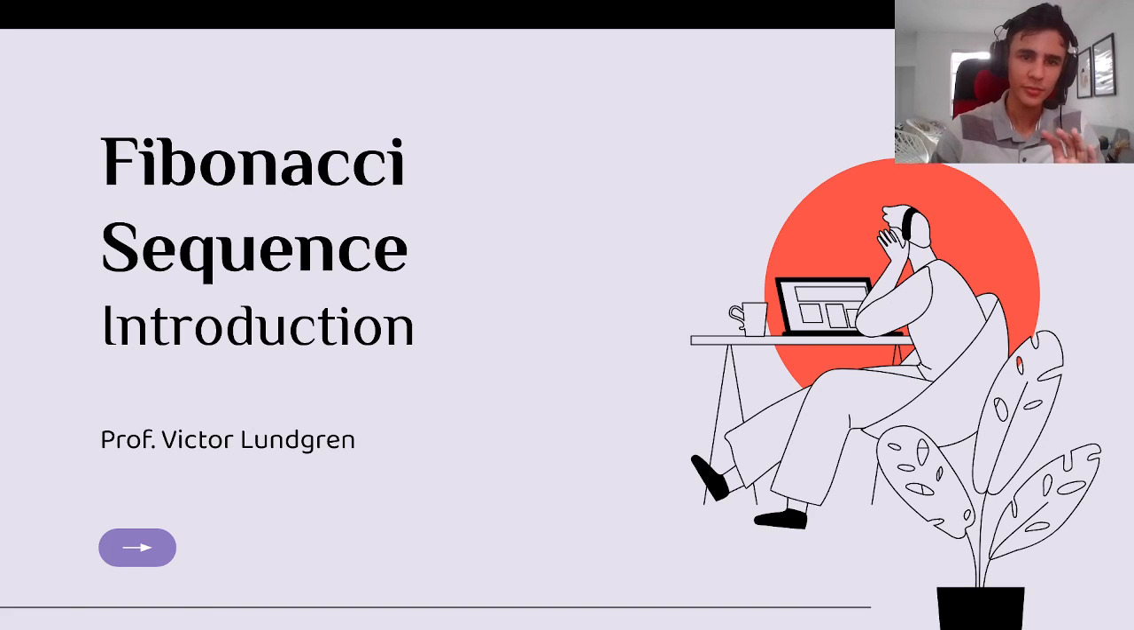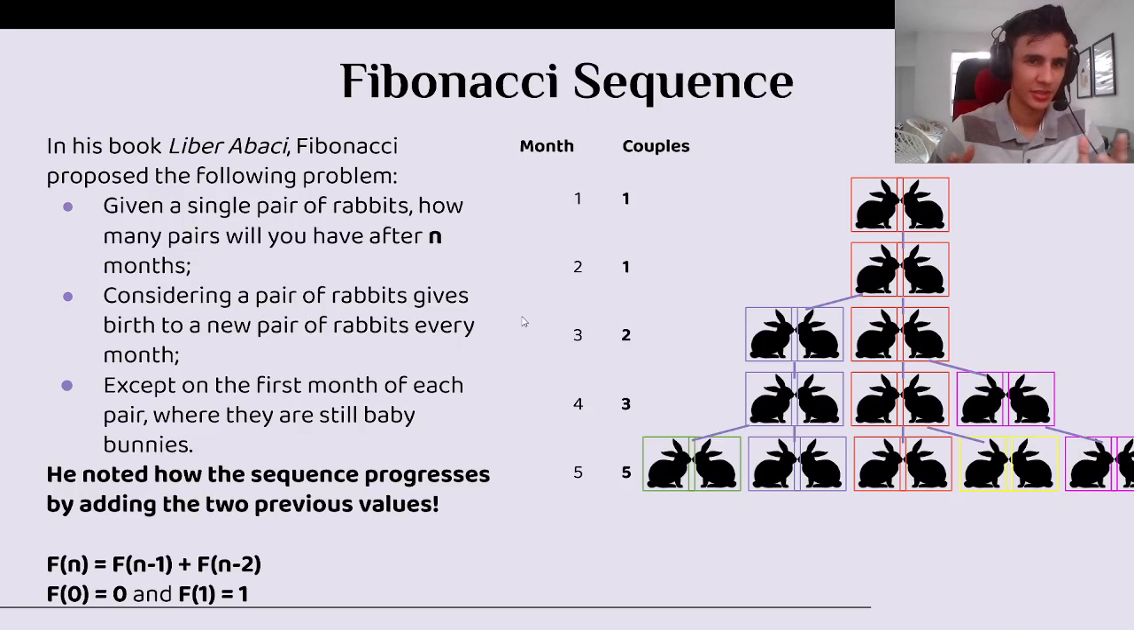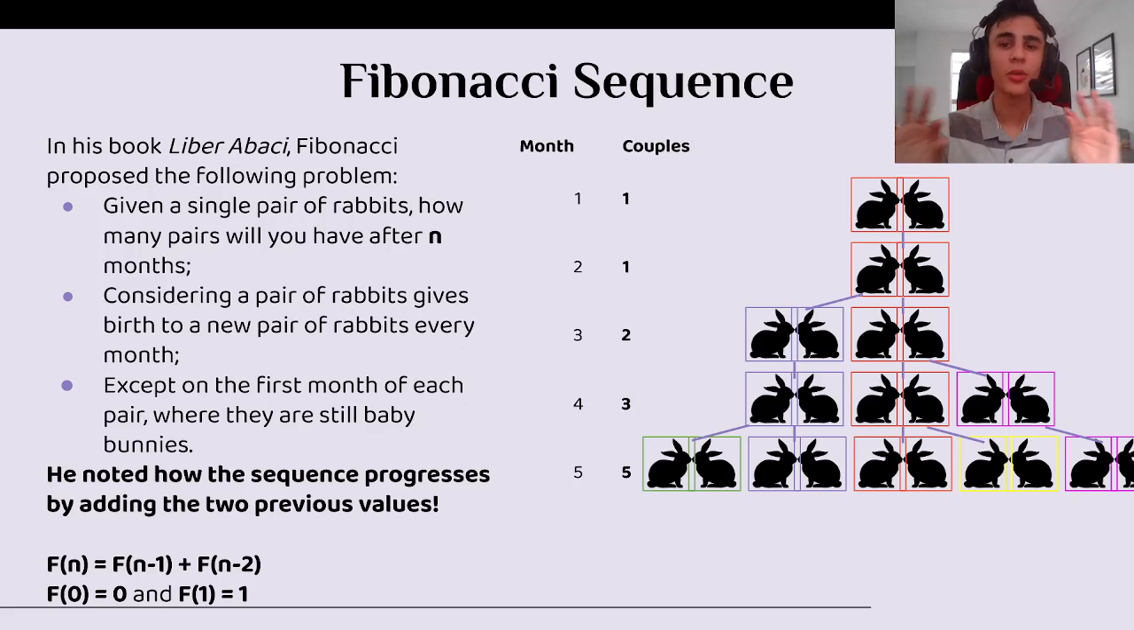So, the Fibonacci sequence, named after Leonardo Fibonacci, an Italian mathematician, is a sequence for a problem he introduces in his book Liber Abaci, where he introduced the following problem. Let's say you have a single pair of rabbits. You want to know how many pairs of rabbits, only through reproduction, you have after n months. In his book, he says 1 year.